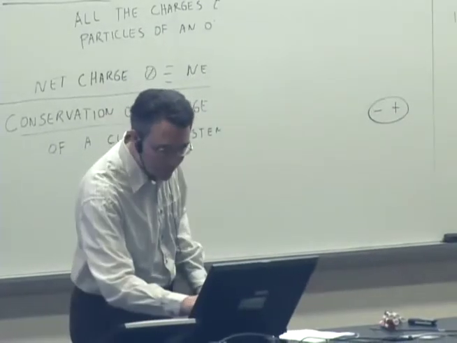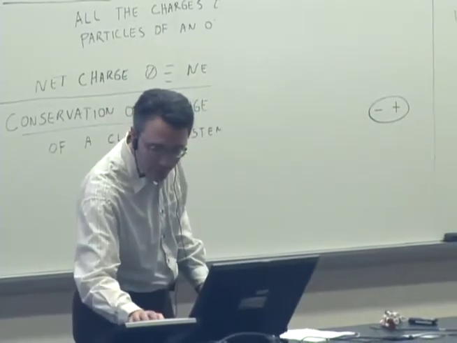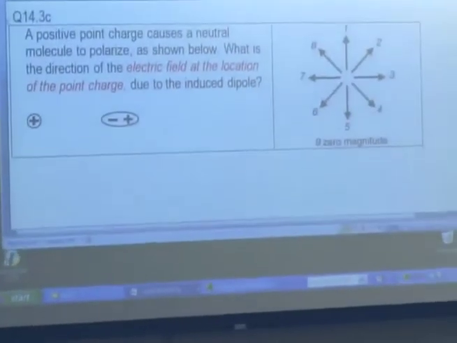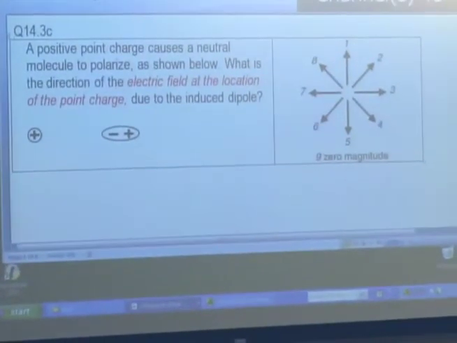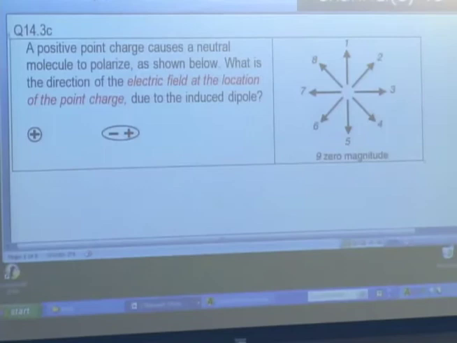So let's think about, we'll ask a couple questions here. A positive point charge causes a neutral molecule to polarize as we just showed. What is the direction of the electric field at the location of the point charge due to the induced dipole? So now we know this is an induced dipole. We know about the directions of electric fields due to dipoles. Think about the direction of the electric field at this location due to the dipole.